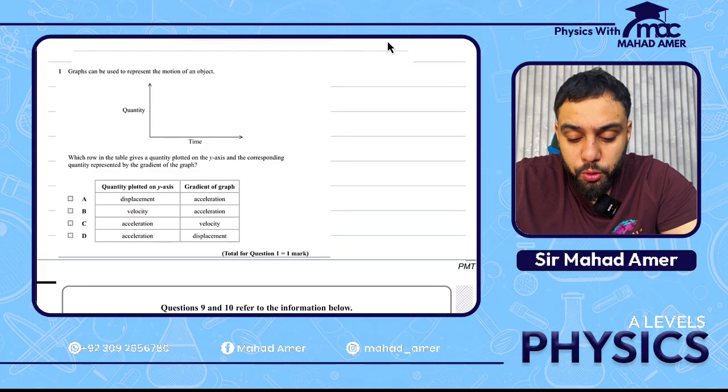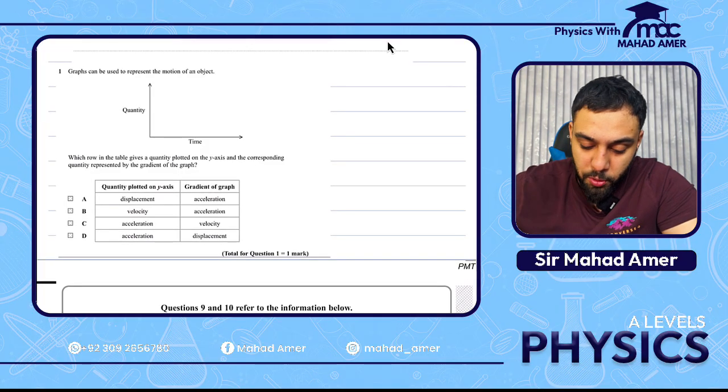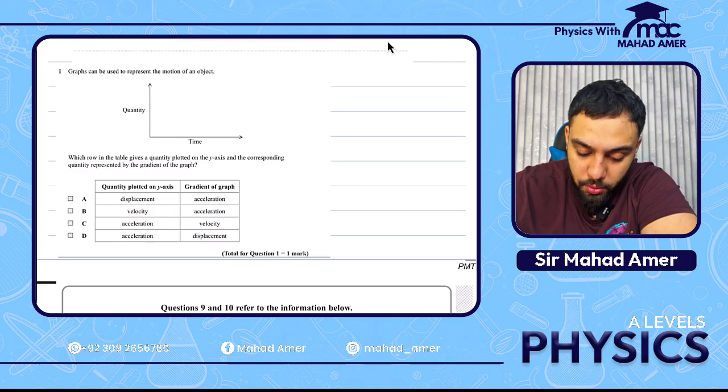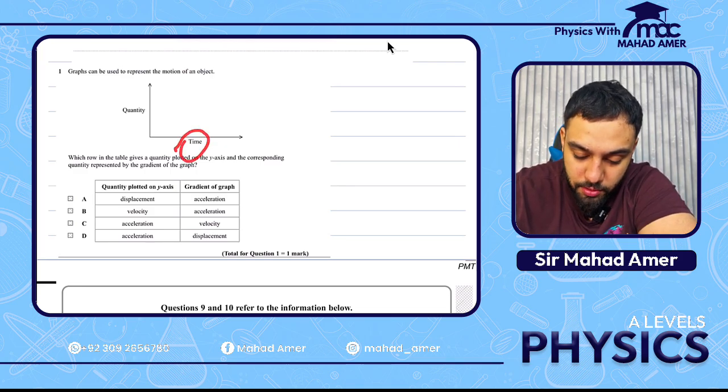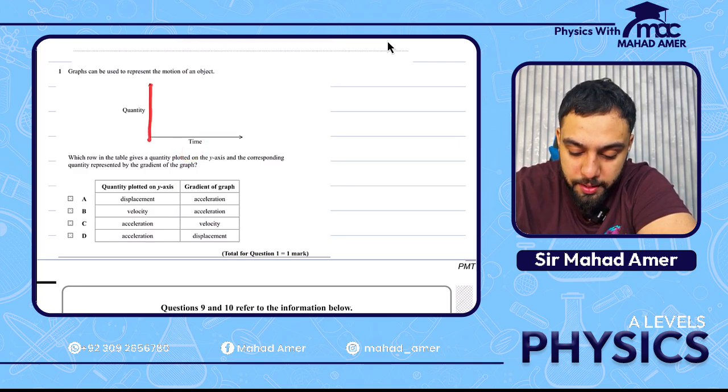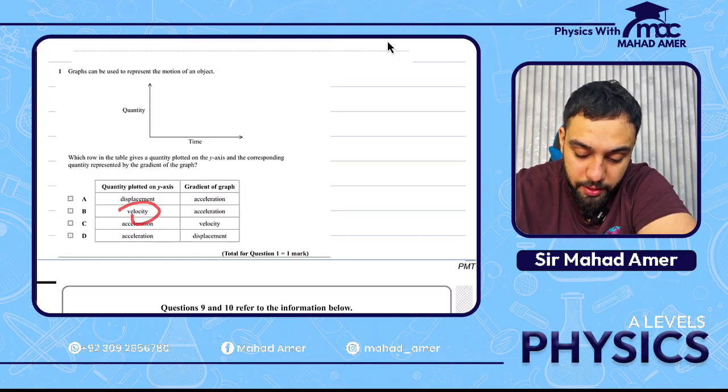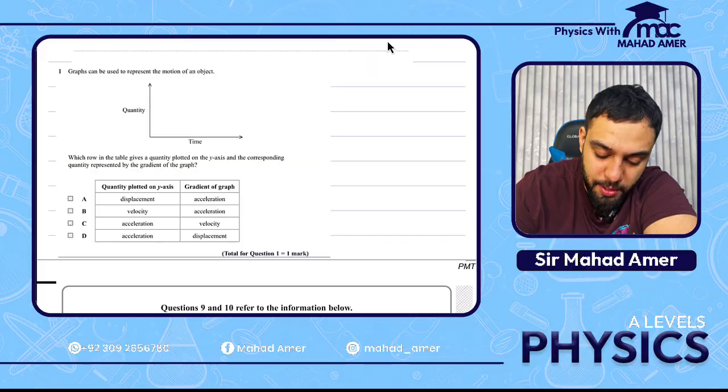So a graph can be used to represent the motion of an object. Now, the quantity plotted on the y-axis, against time. Okay, so what would be plotted over here? That would give a gradient of acceleration. Velocity time graph's gradient gives us acceleration. It's very simple. It's v.